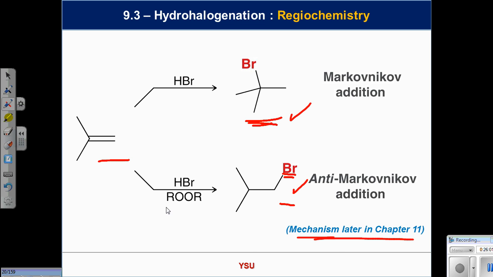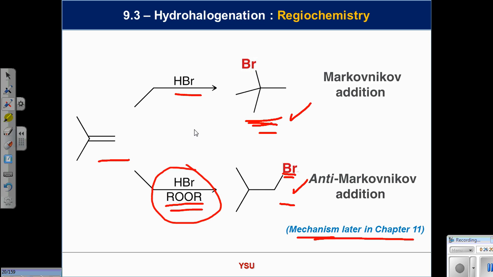And to initiate that and allow it to go, we need to change the conditions. Instead of just adding HBr, which will give us this, we have to add this stuff, which is peroxide. And peroxides are unstable, they break apart to give radicals, and that gives you a completely different mechanism. What you need to know right now is this condition.